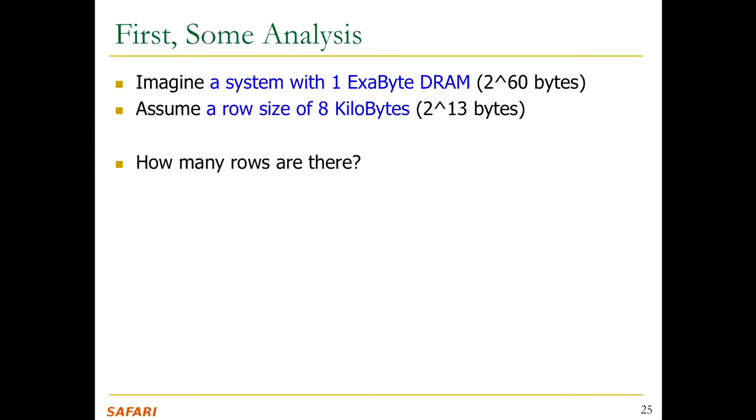Now let's do some calculations. How many rows are there? It's going to be simple math. You just divide the top one with the bottom one, right? 2 to the 60 divided by 2 to the 13, which is 2 to the 37, which is still a very large number. It's basically almost 1 tera rows, let's say. How many refreshes happen in 64 milliseconds? Basically, it's 1 tera refreshes every 64 milliseconds, right? 2 to the 37 refreshes. Every 64 milliseconds, you're doing these 2 to the 37 refreshes.